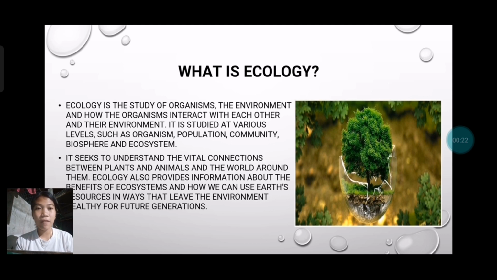It is a study at the various levels such as organism, population, community, biosphere and ecosystem. Also, ecology seeks to understand the vital connections between plants and animals and the world around them. Ecology also provides information about the benefits of ecosystems and how we can use earth resources in ways that leave the environment healthy for future generations.